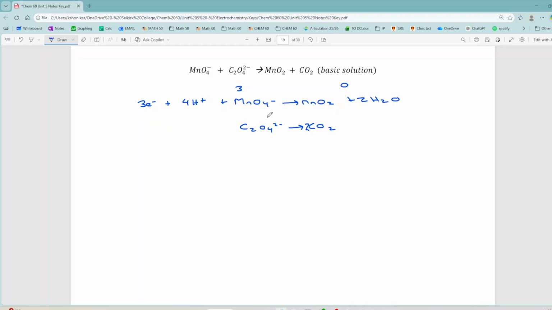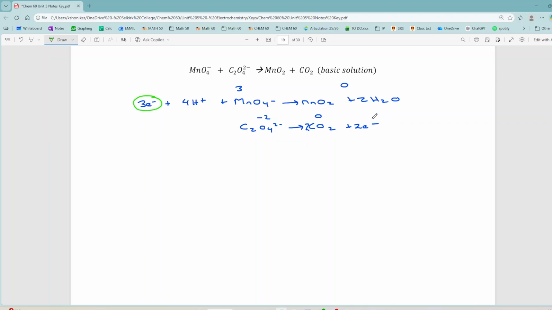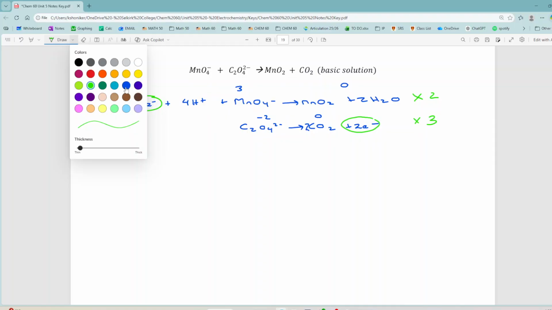So now I'm going to balance for charge. I have minus 2 on the left. I have 0 on the right. I think I'm messing up my lefts and rights. And I'm going to give off 2 electrons. So now I have to balance for electrons, I mean. So I'm going to take this reaction and I'm going to multiply it by 2. And I'm going to take this reaction and I'm going to multiply it by 3.